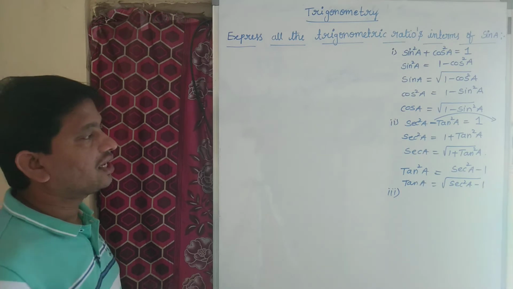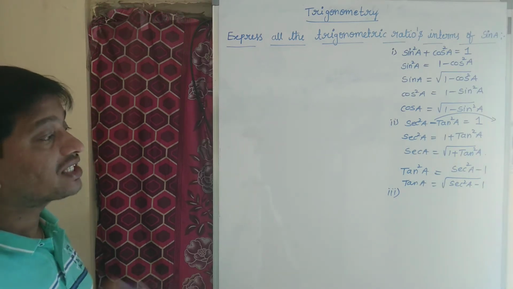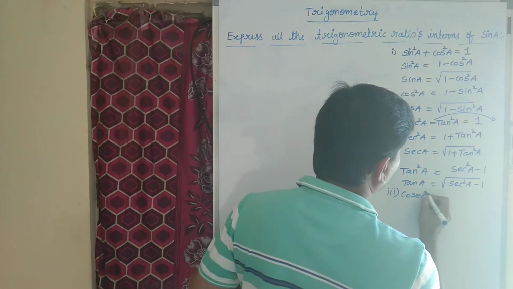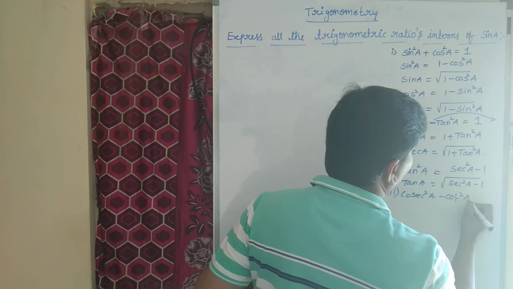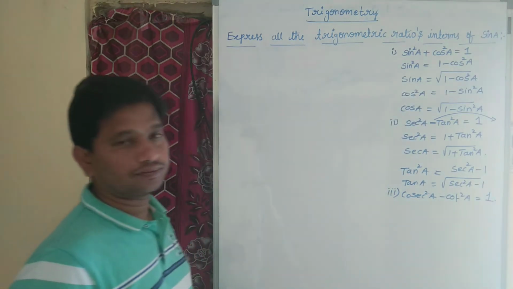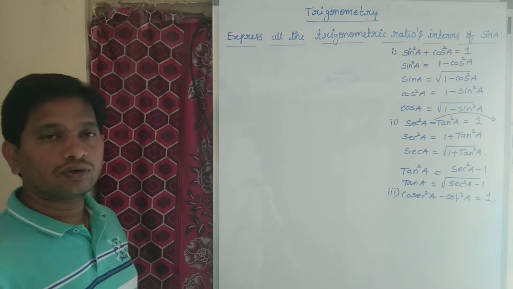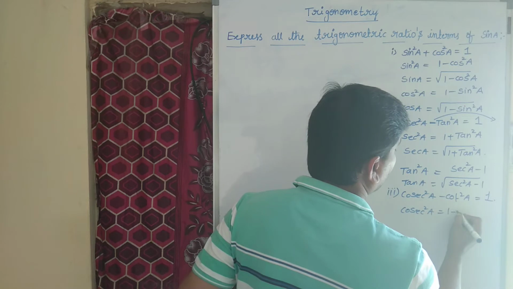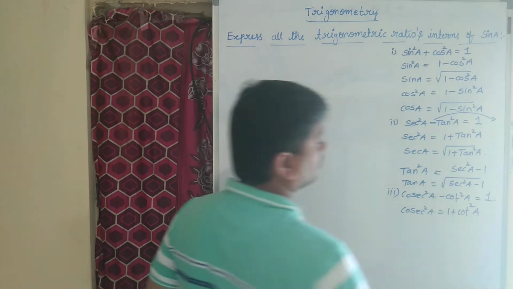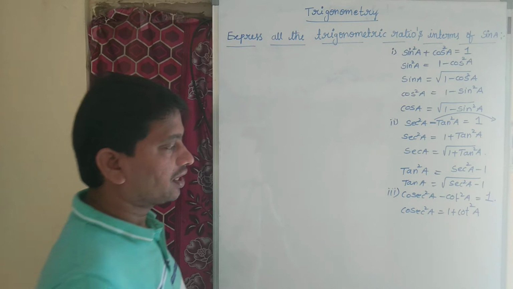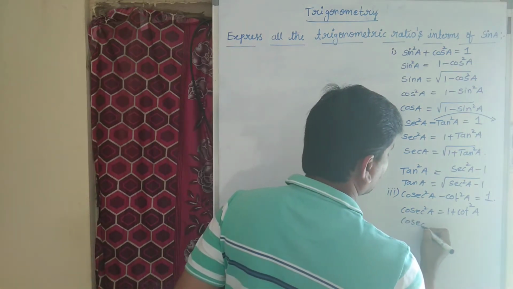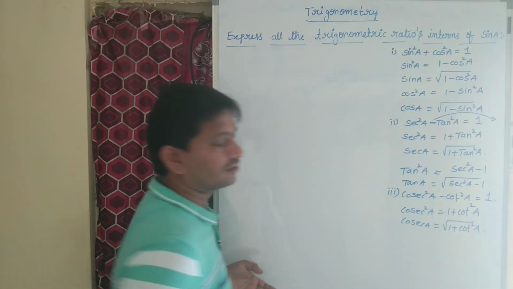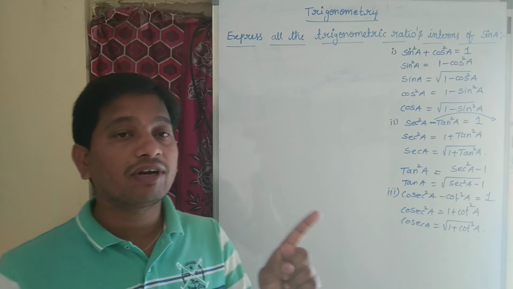Okay. Sec square A is nothing but 1 plus tan square A, but tan square A is nothing but sec square A minus 1. Now coming to our third identity, in terms of cosec and cot: cosec square A minus cot square A is equal to 1. So minus cot square A you transpose that side, it will become 1 plus cot square A. Cosec square A is nothing but 1 plus cot square A. Suppose if you want only cosec A, it will become root over 1 plus cot square A. Okay, what is cosec square A? Nothing but 1 plus cot square A.